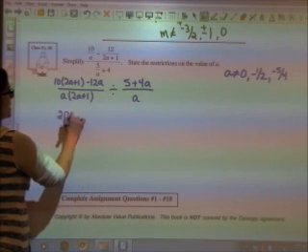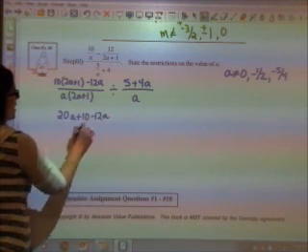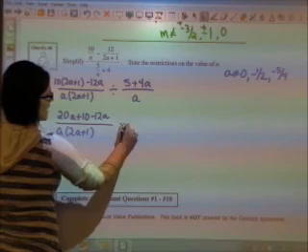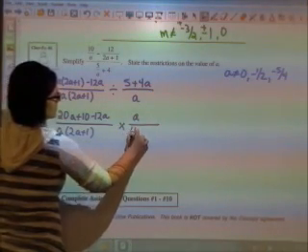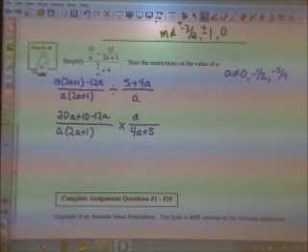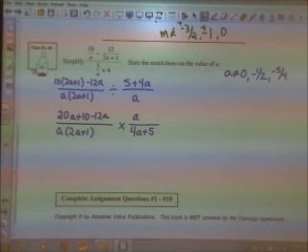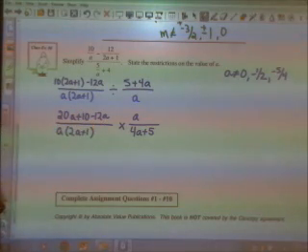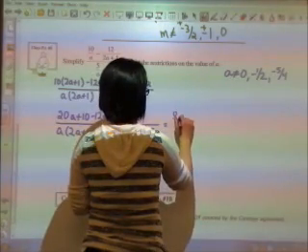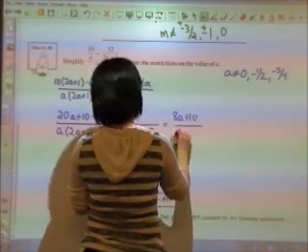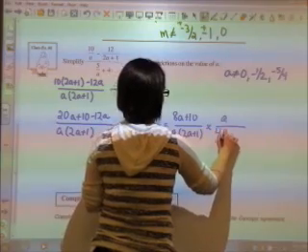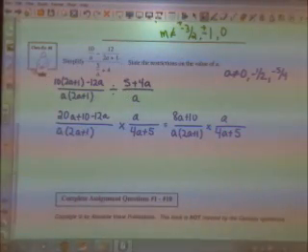So I now have 20a plus 10 minus 12a over a times (2a + 1), times a over, and I'm going to rewrite this as 4a plus 5. So if I simplify the top, 20a minus 12a, I get 8a plus 10 over a times (2a + 1), times a over 4a plus 5.